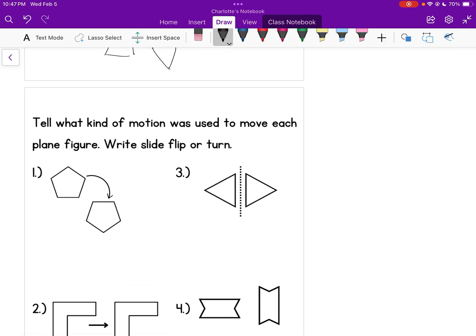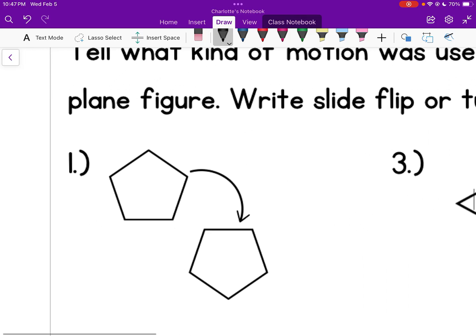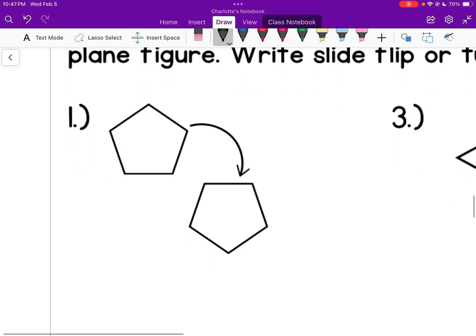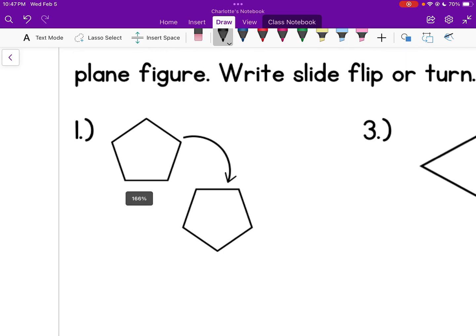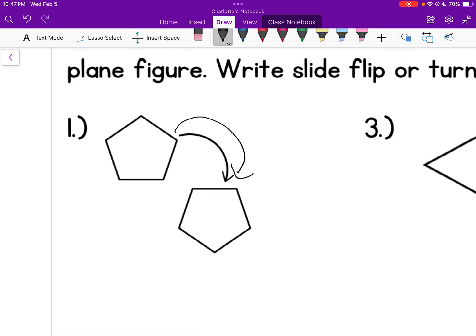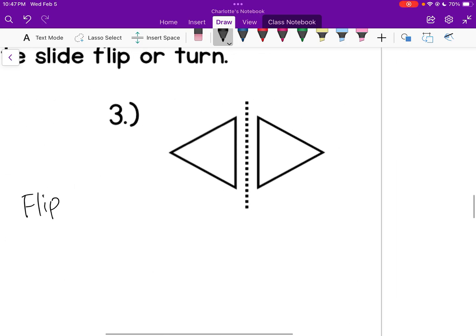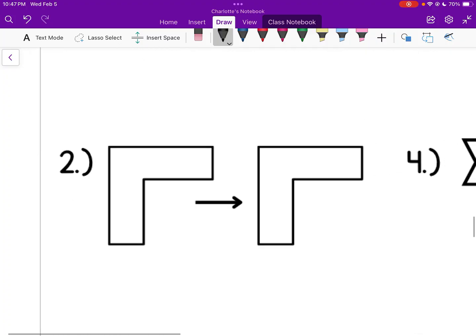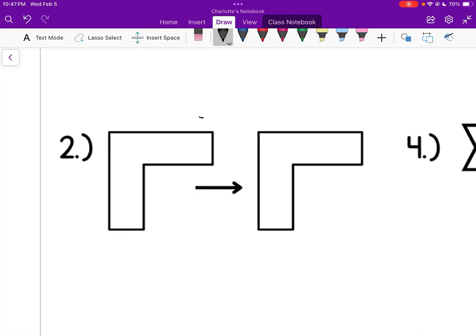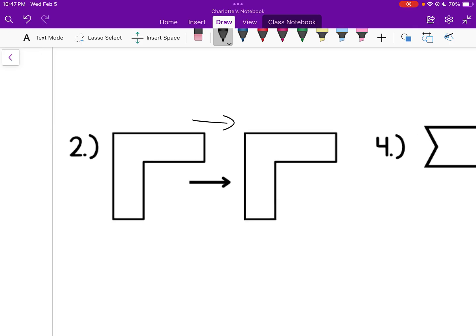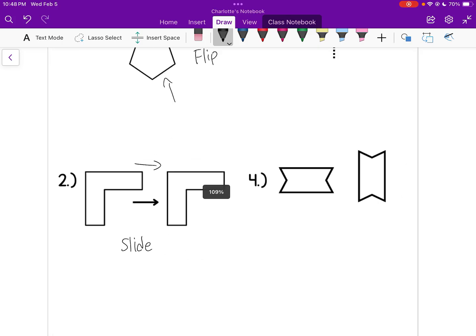And next one, tell what kind of motion was used to move each plane figure: a slide, flip or turn. So number one, we'll say it's a flip because it literally flipped to the other side. It's facing down right now for this one, while this one's facing up. So this is a flip. And for number two, the shape just moved to the right, so this should be just a slide. The direction didn't change, the shape just moved to the right side, and that's a slide.